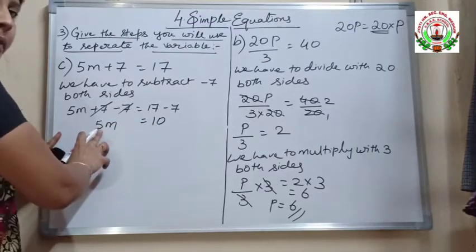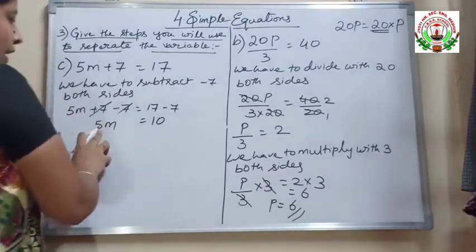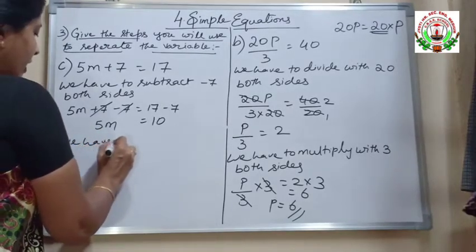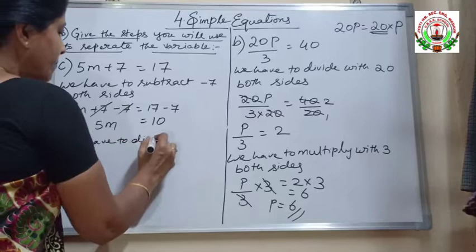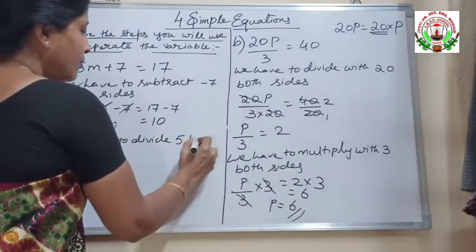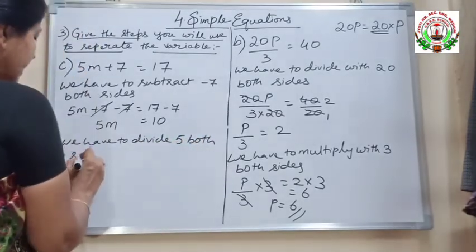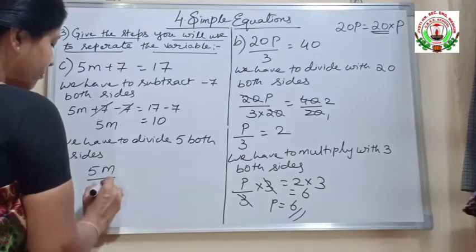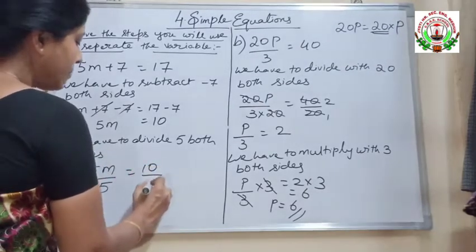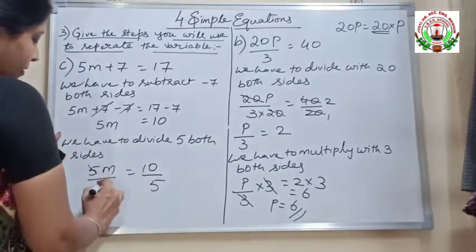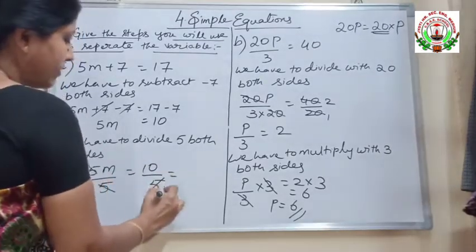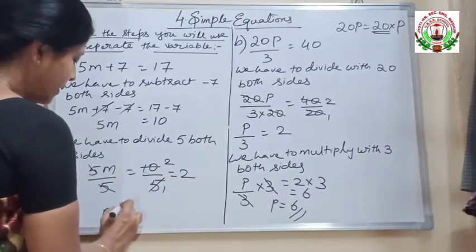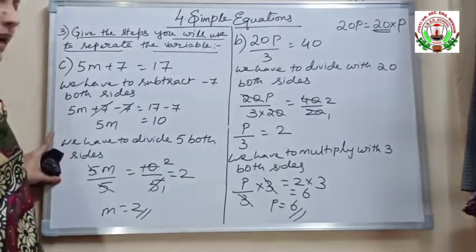Now 5 is in the multiplication part, so I have to remove it. So I have to divide. Next, we have to divide 5 both sides. So this will become 5m by 5 is equals to 10 by 5. 5 and 5 got cancelled and 5 ones are 5, 5 twos are 10. So m is equals to 2 is the answer.